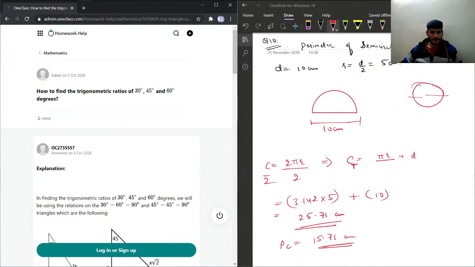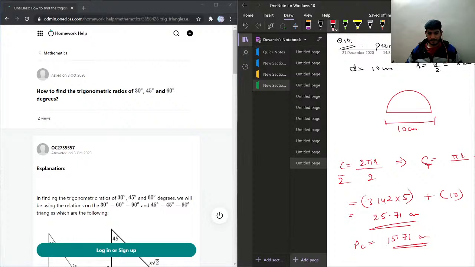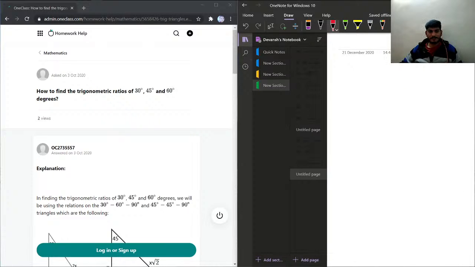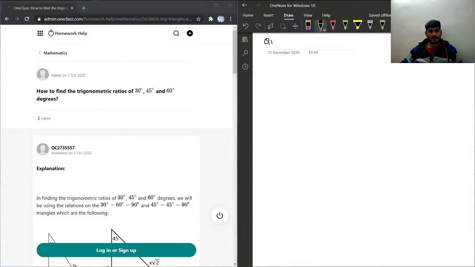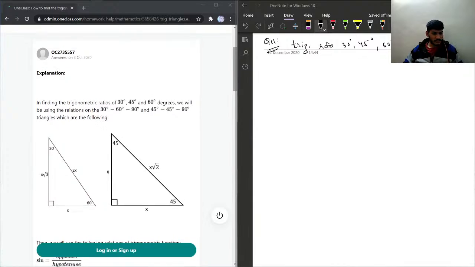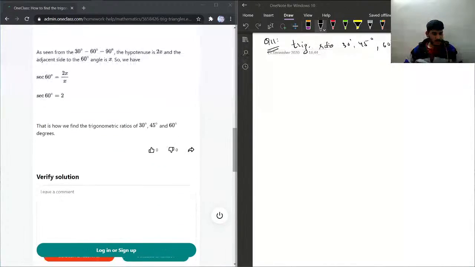Yep, so we have here question number 11. In this we need to find the trigonometric ratios for 30, 45 and 60 degree. So trig ratios of 30, 45 and 60 degree. So I'll just cross check with the solution given by the Junior Tutor.